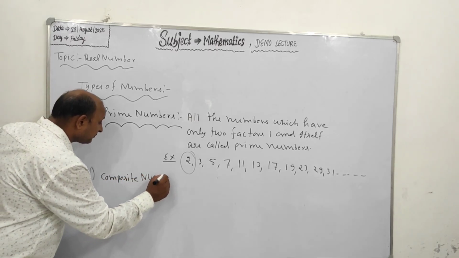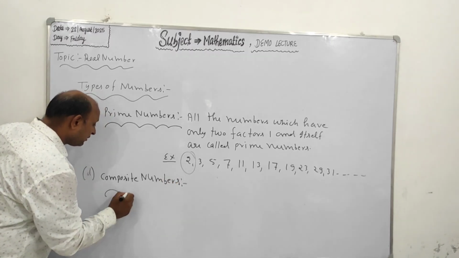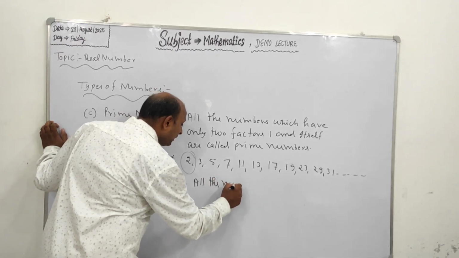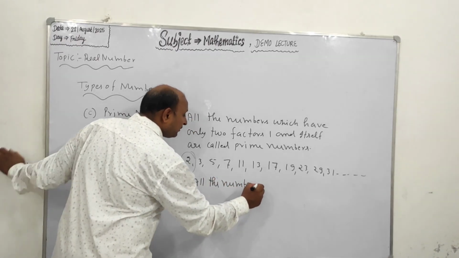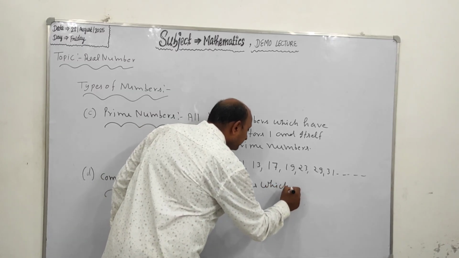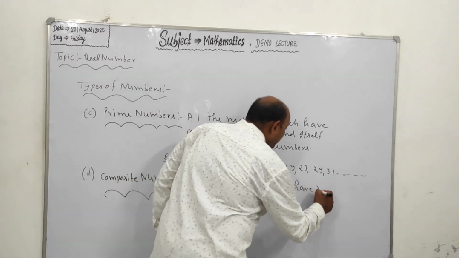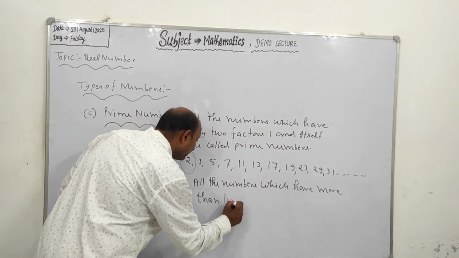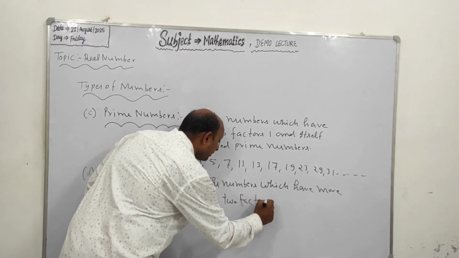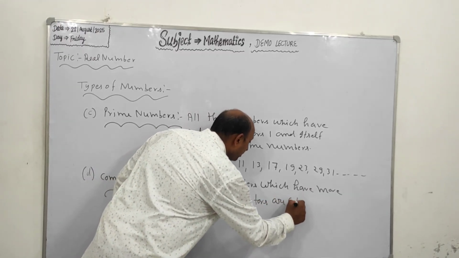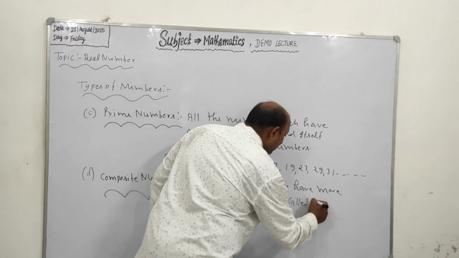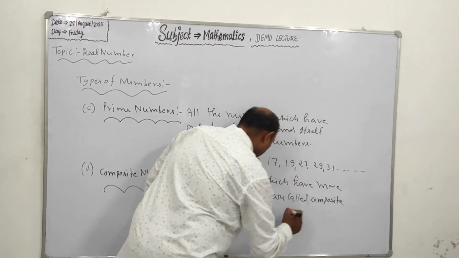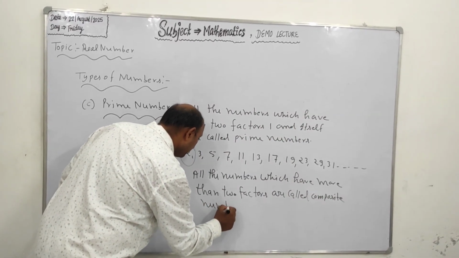Composite numbers. All the numbers which have more than 2 factors are called composite numbers.